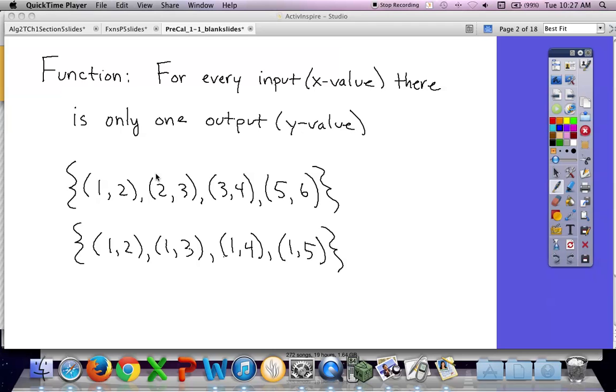If you went to your employer and said, how much money am I going to make if I work 20 hours? You would expect one answer, right? You don't expect two answers, right? A function is like that. It gives you one clear answer for every value that you put in for x.